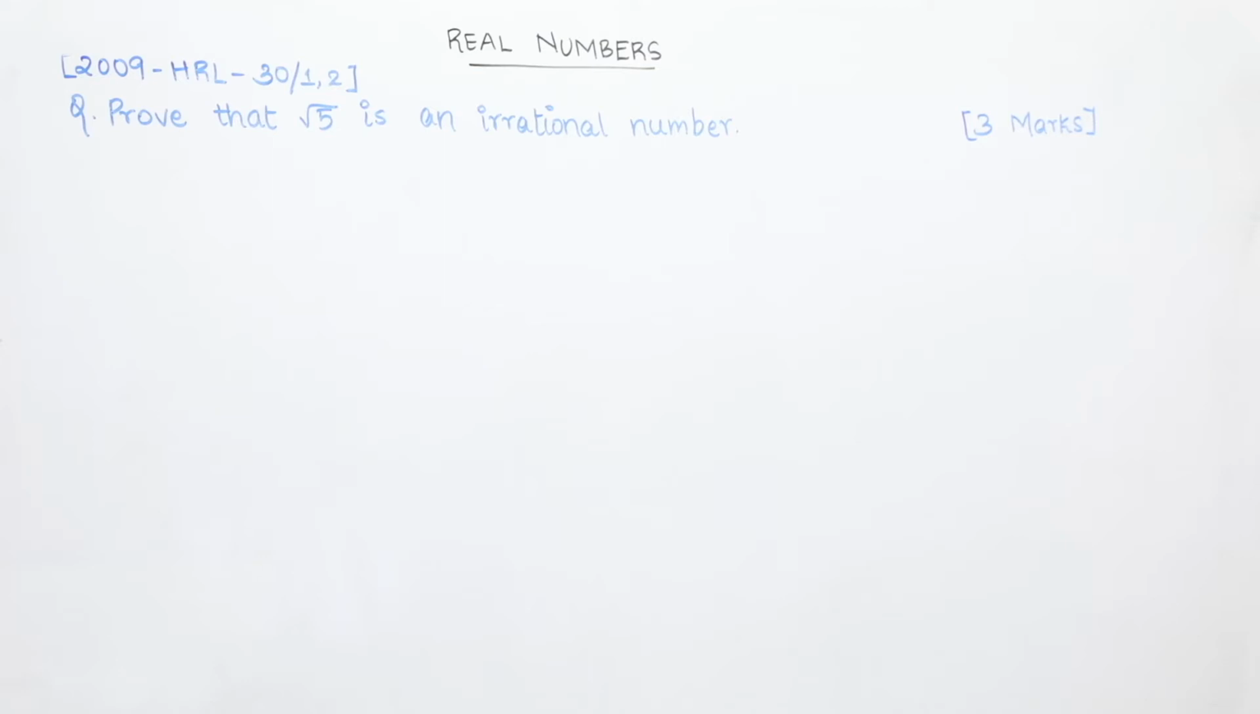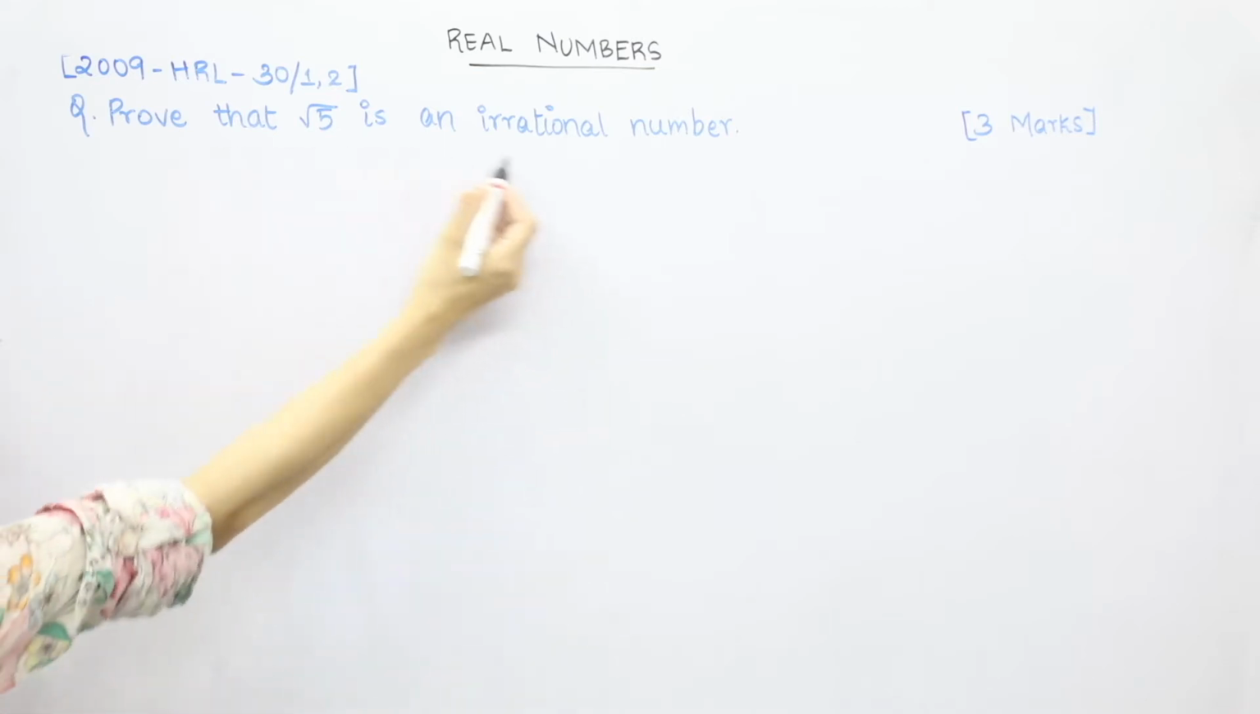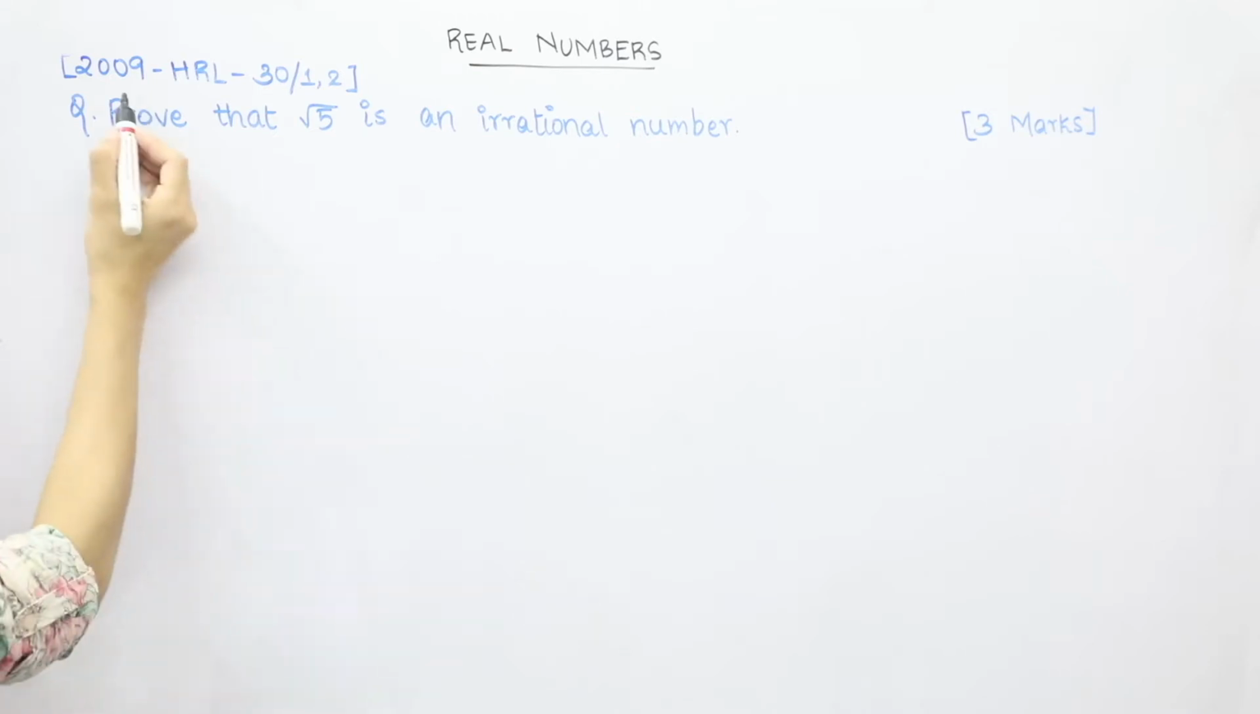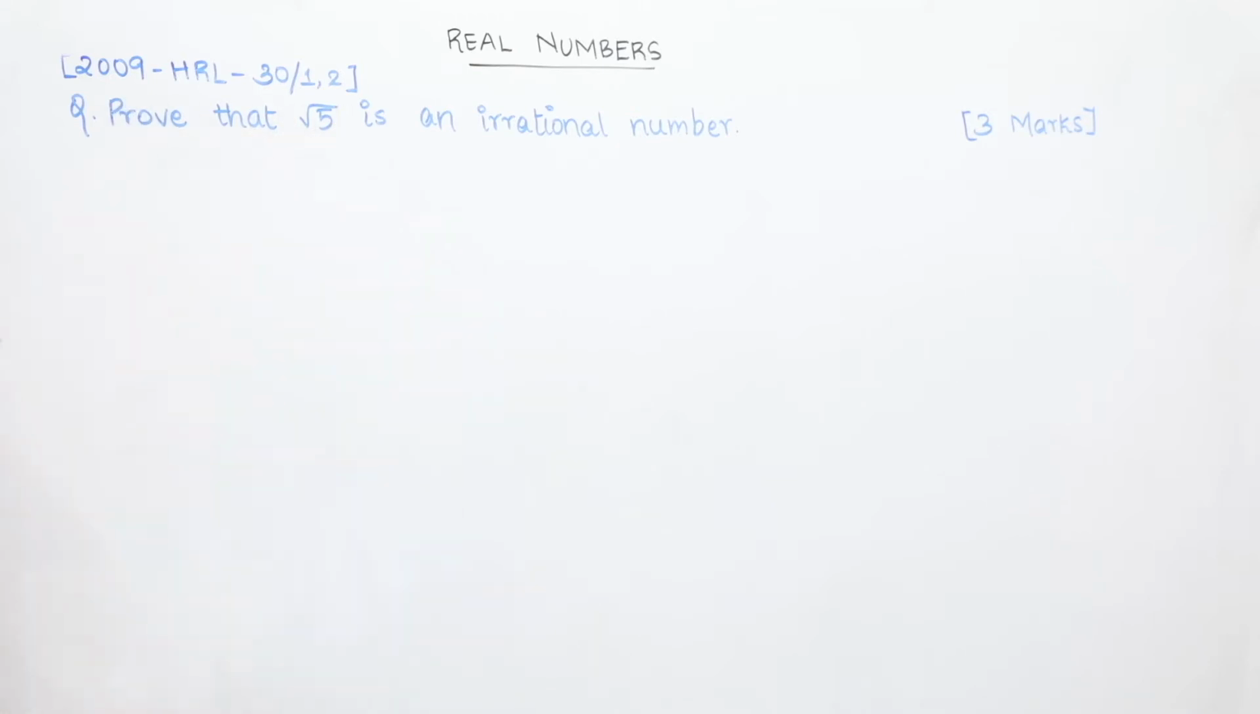In this video, we'll see how to prove that root 5 is an irrational number. This was asked in 2009. Series details have been provided for your reference. It's a 3-mark question. The approach is similar to how we proved the irrationality of root 2 and root 3 in our previous videos. The method used here is called proof by contradiction.